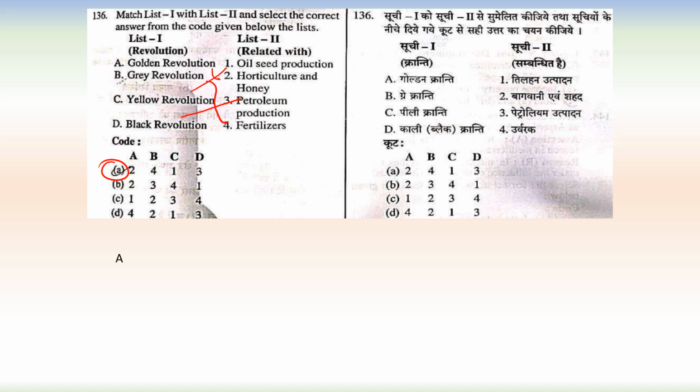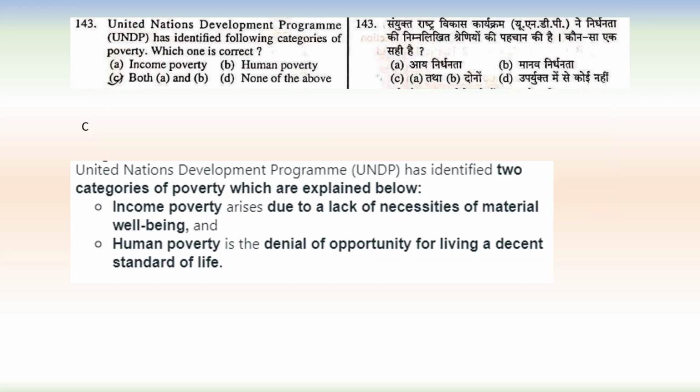Golden revolution, horticulture and honey. Grey revolution is related with the fertilizer. Yellow revolution is related with the oil seed production. Black revolution is related with the petroleum production.